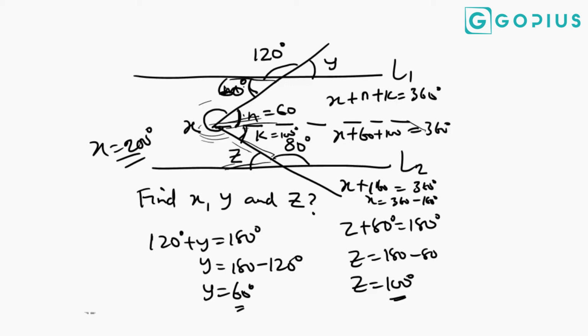So from what we have solved now, let me take a recap: 120 plus Y is equal to 180. That's the sum of angles on a straight line. We're able to find Y. And on this other side, Z plus 80 is equal to 180. Angles on a straight line too, we're able to find Z as 180 minus 80. That gave us 100 degrees.